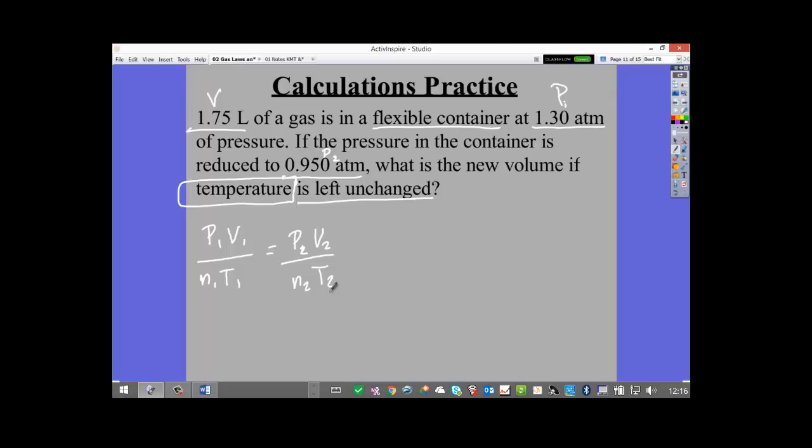So I'm looking for volume. It's going to be V2, and this is V1. What's being held constant? Temperature, so I can cross those out. What else is being held constant? Number of moles, right? We're talking about the same gas still in the same container, so that's being held constant. Also, they don't mention it at all in the problem, so I'm going to ignore it. So now I have a new formula: P1V1 equals P2V2. Now I can start plugging in numbers.